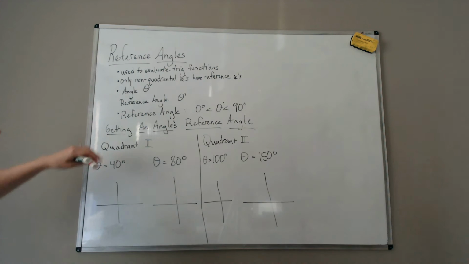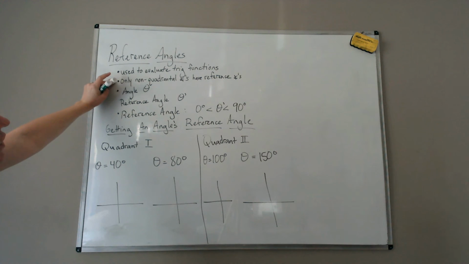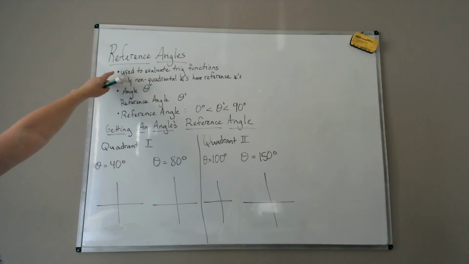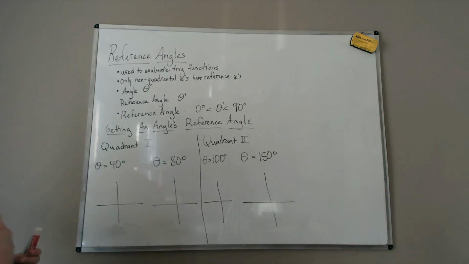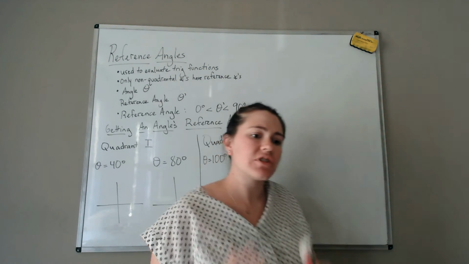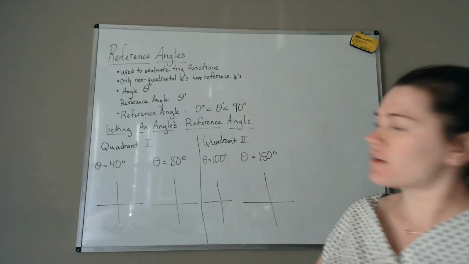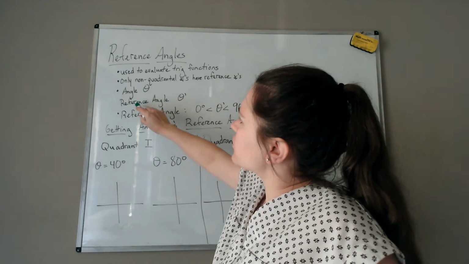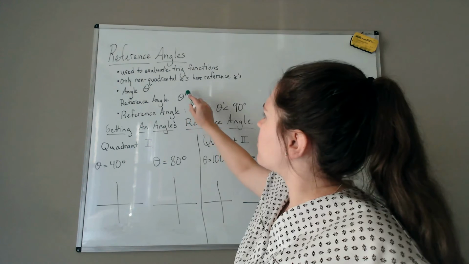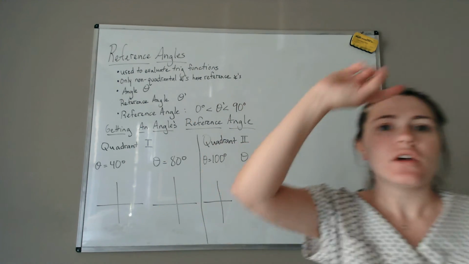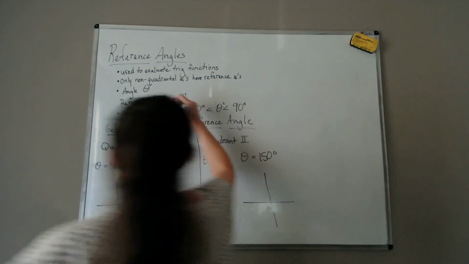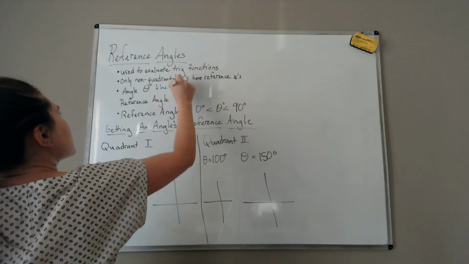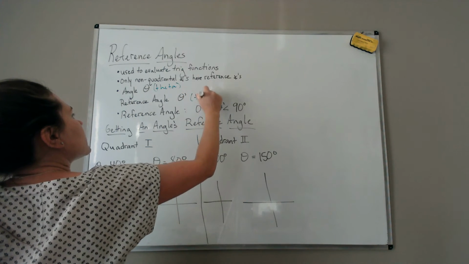So first off, only non-quadrantal angles have reference angles. Okay? So a given angle has a measure of theta degrees. If you're going to note an angle's reference angle, if you call the angle theta, you call its reference angle usually theta prime. So it's like the theta symbol with an apostrophe there. So this is called theta, and then this is called theta prime.